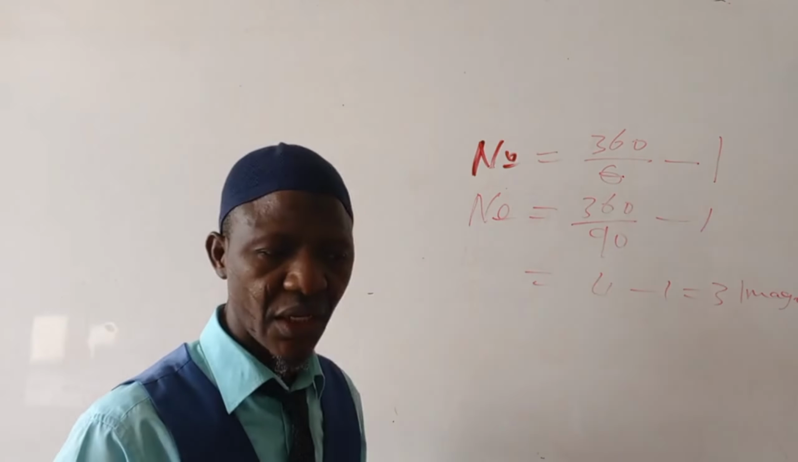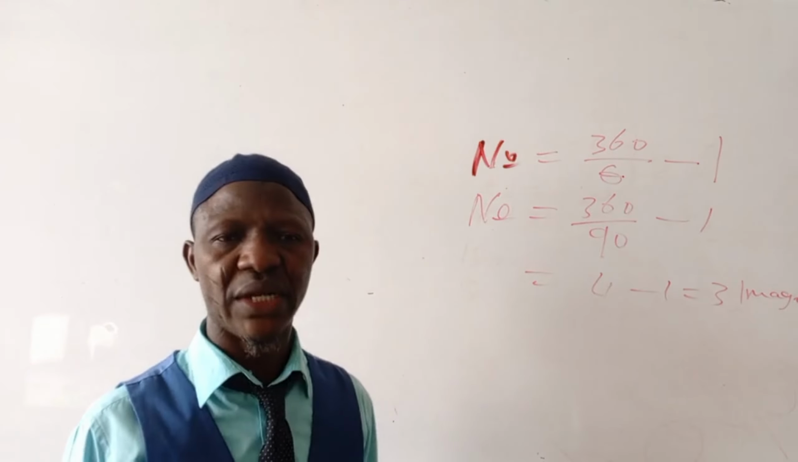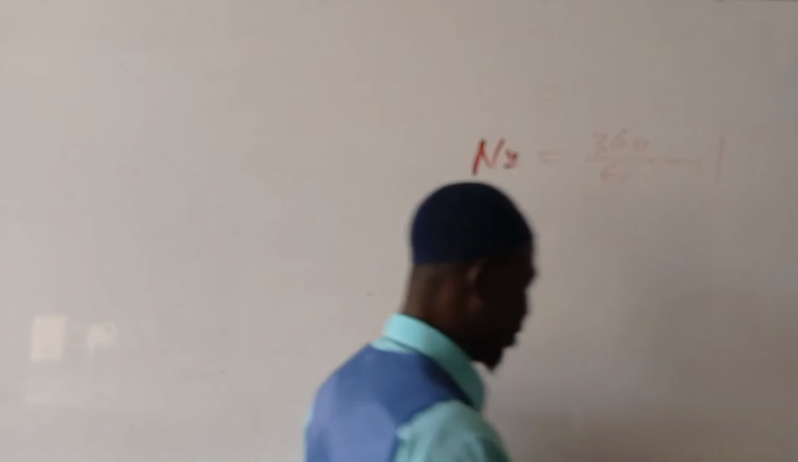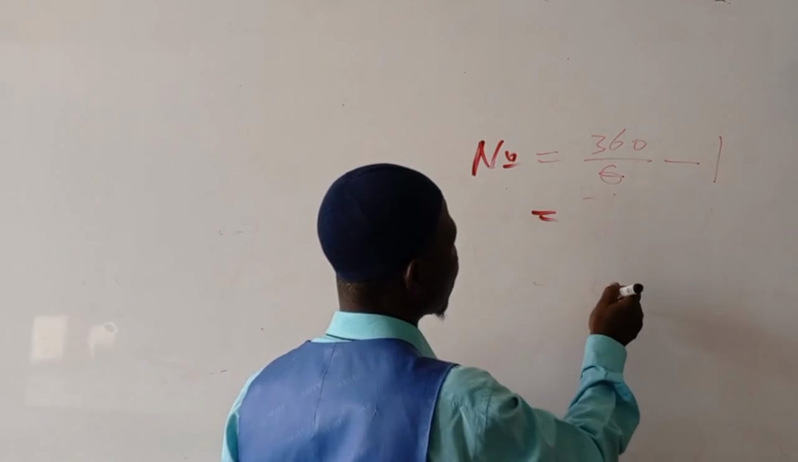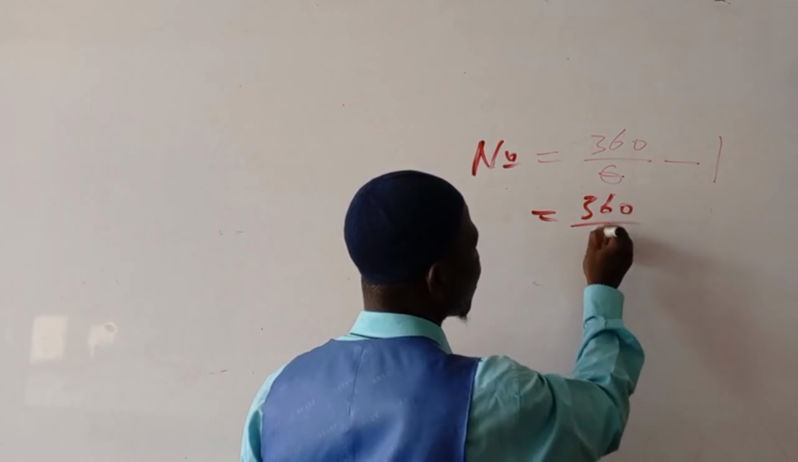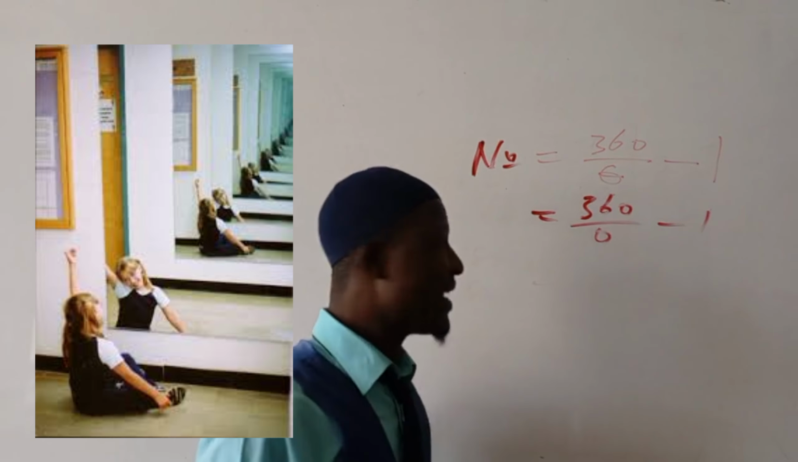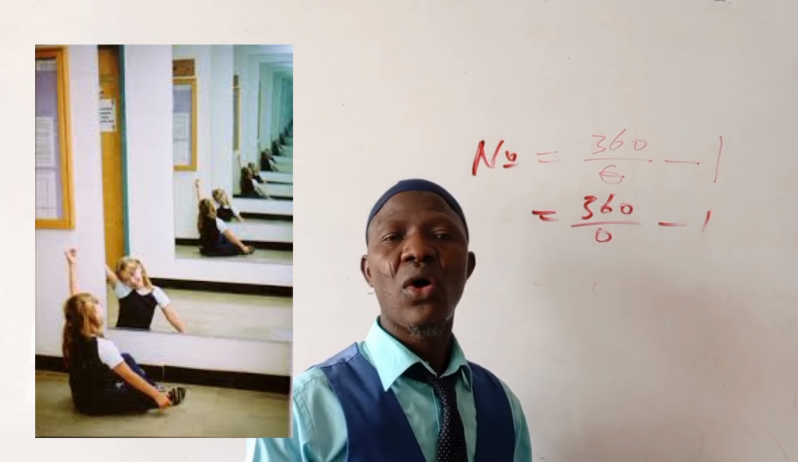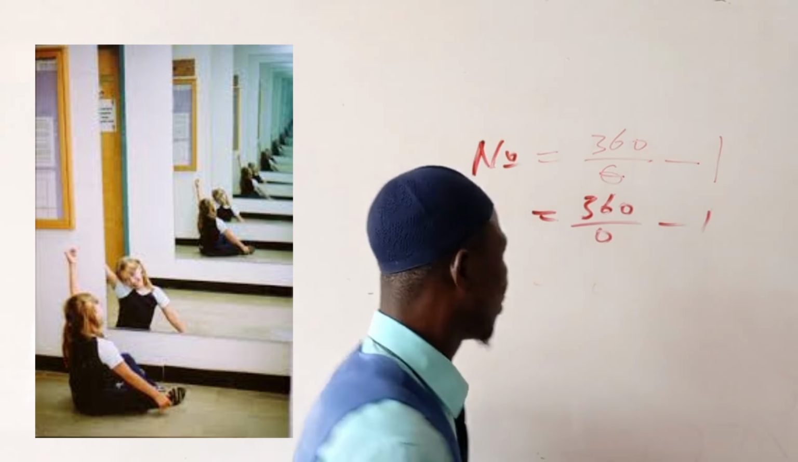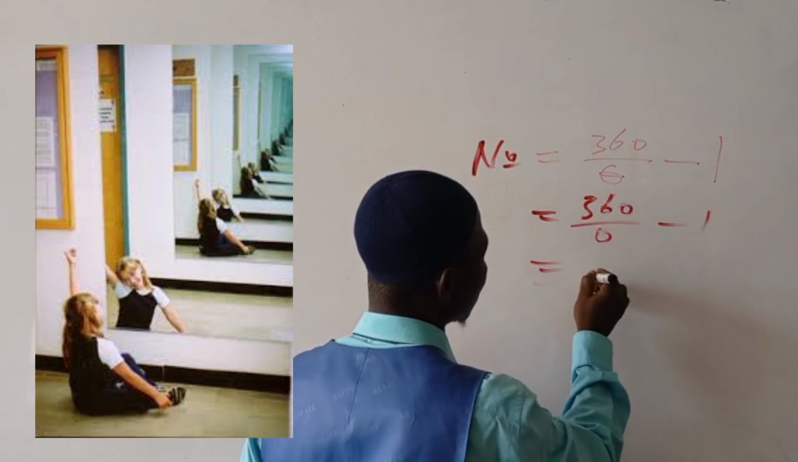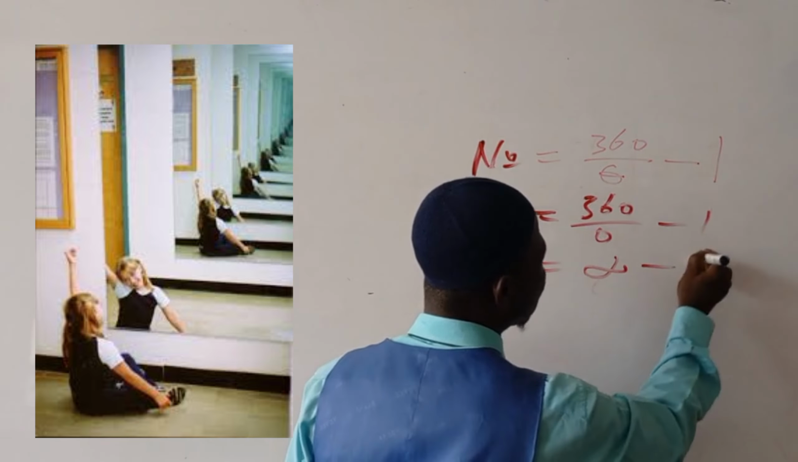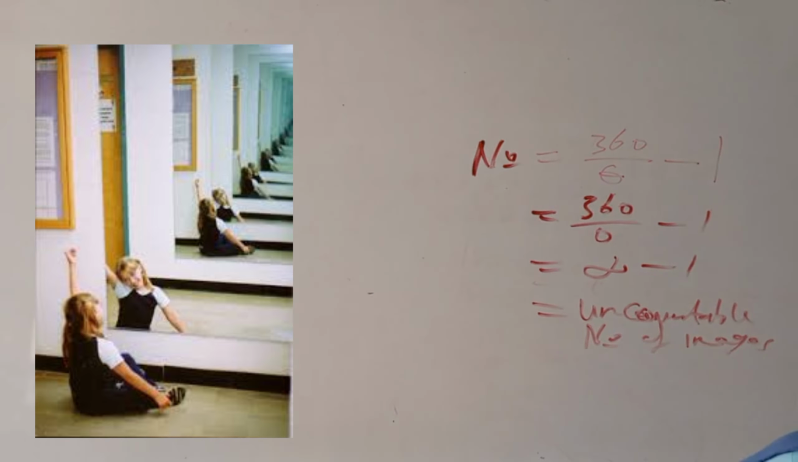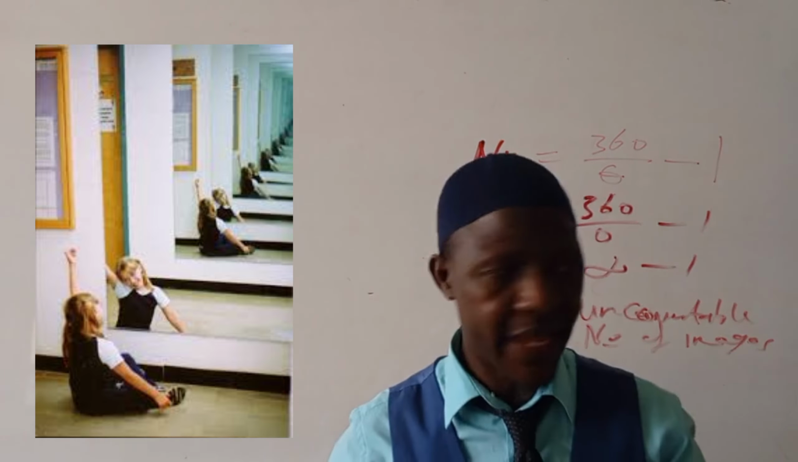But what if you incline them parallel to each other? When they are parallel, it means the angle between them is 0. So the number of images is equal to 360 divided by 0 minus 1. Any number divided by 0 will give you infinity. That is, we are going to have an uncountable number of images. Then infinity minus 1 still remains infinity, that is uncountable.